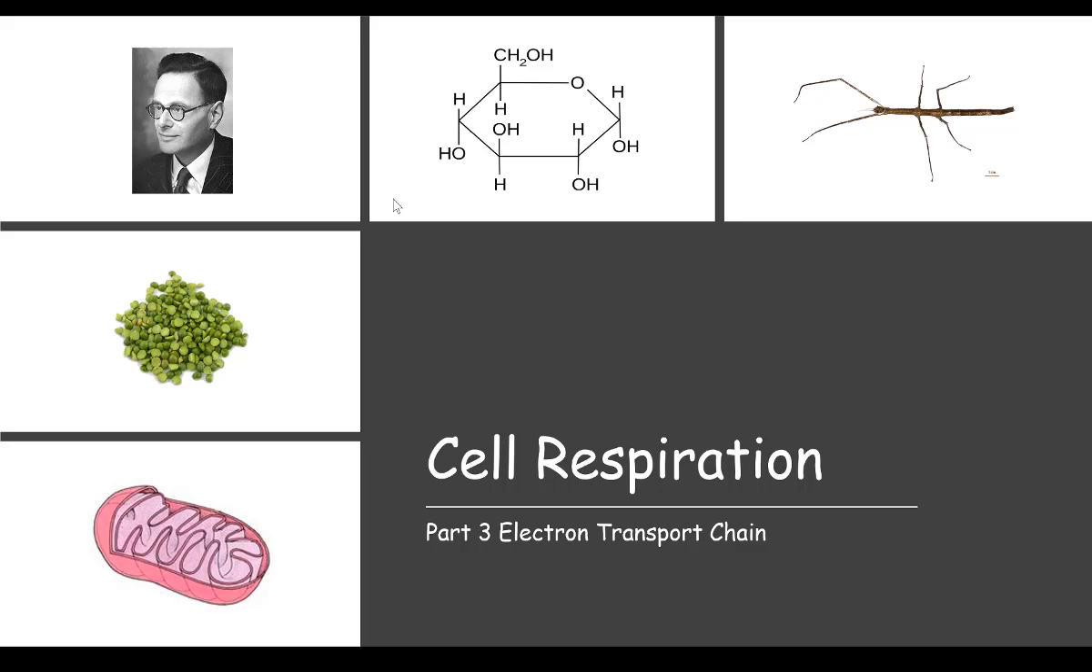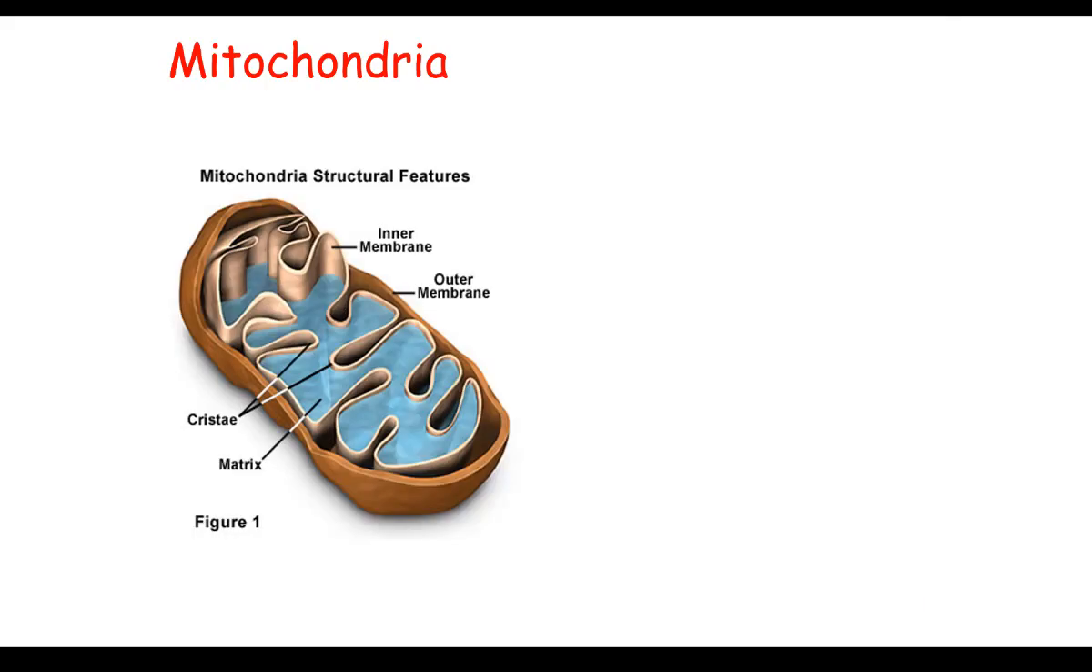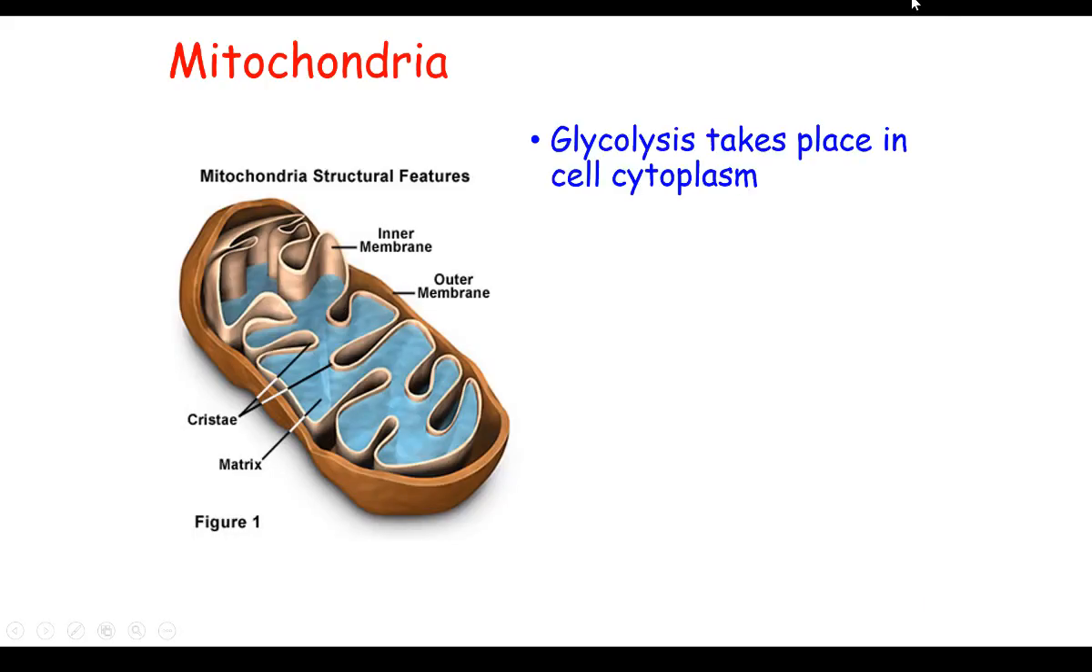So, on to the last part of respiration, well, aerobic respiration anyway, is the electron transport chain. Remember, this involves different reactions taking place in the cytoplasm and the mitochondria. Just before we go any further, let's have a little reminder of what's been going on so far.